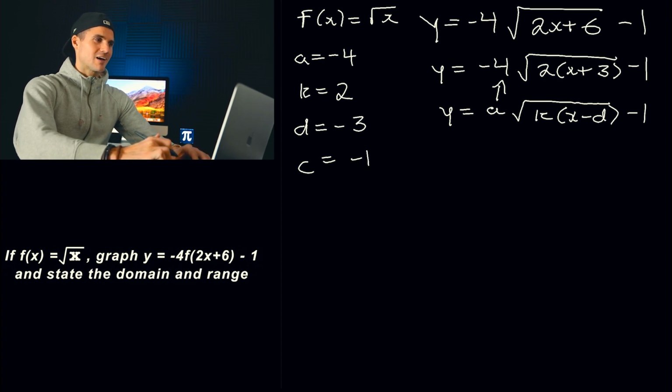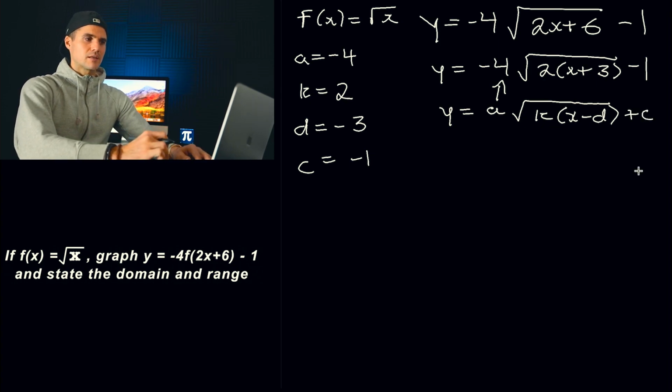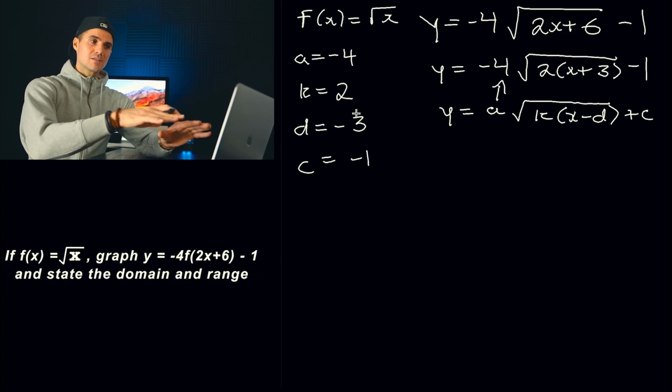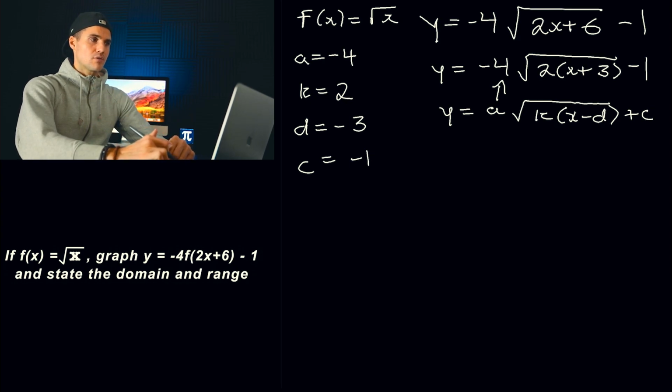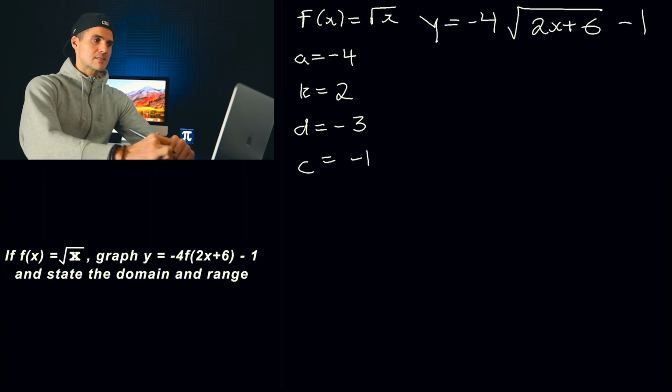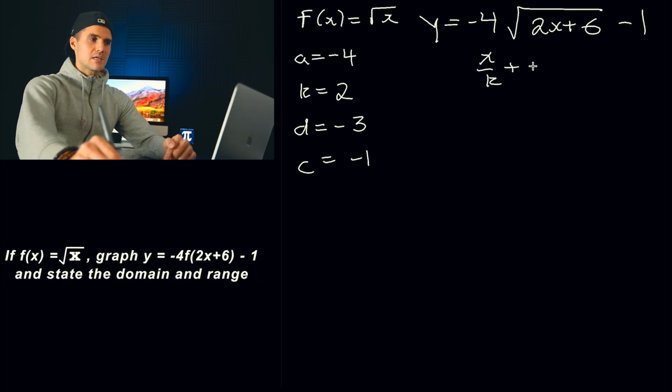I just realized that this should have been written as plus c, like that. I should have kept the general form here. That's plus c. All right, so we have our transformation values, and now we can take those points and run them through the transformation formula. If you remember, the transformation formula is x over k plus d, and then ay plus c.